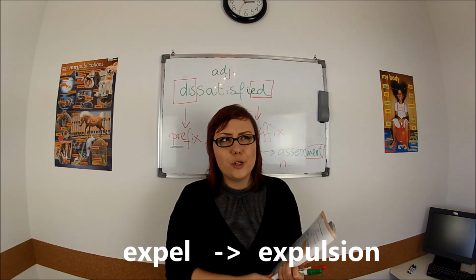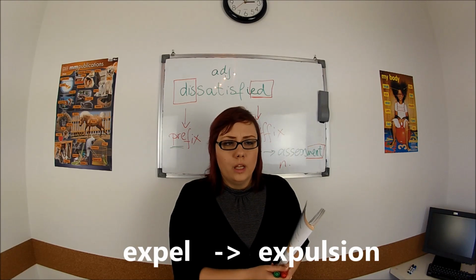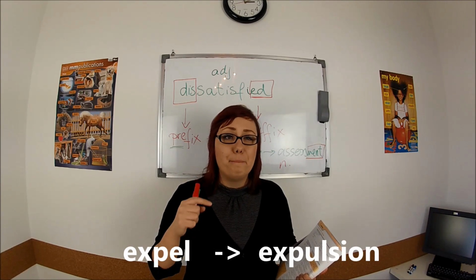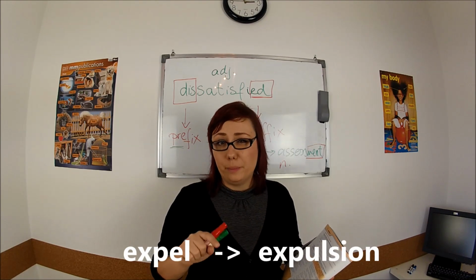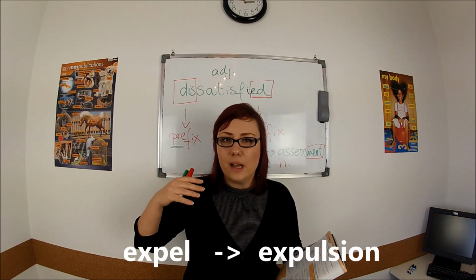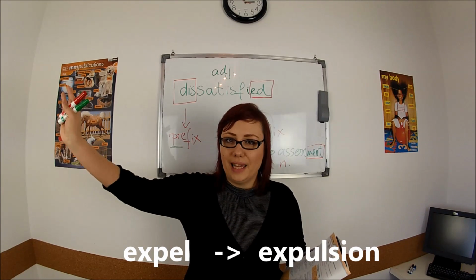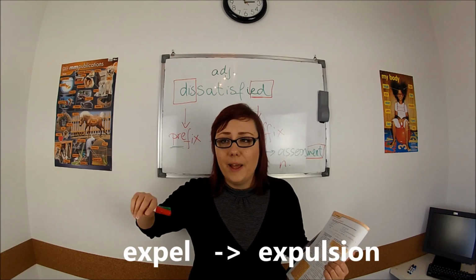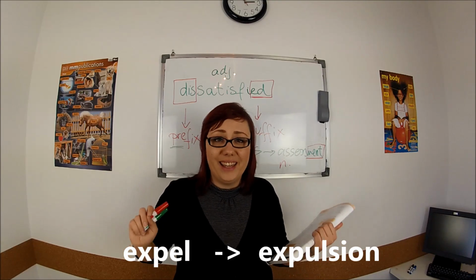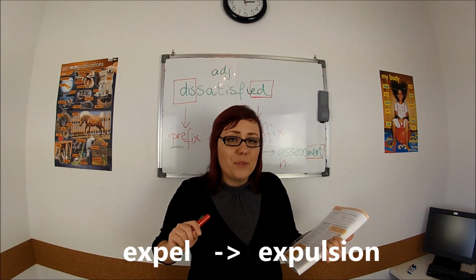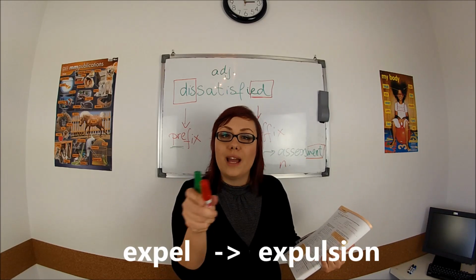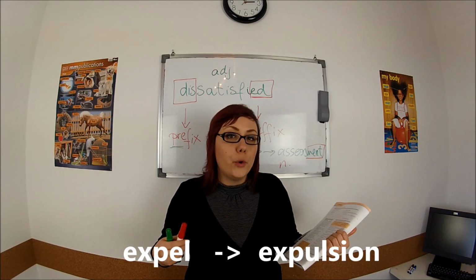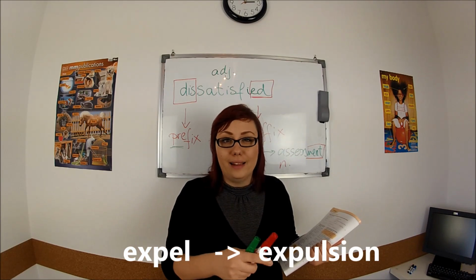Expulsion. Expulsion means that when, for example, a student is very badly behaved, so has a very bad behavior, the school decides to expel him and ask him to leave, okay, like kick him out of school. So expulsion, you can see ion at the end, so you know that that's a noun. And the verb is expel, okay?